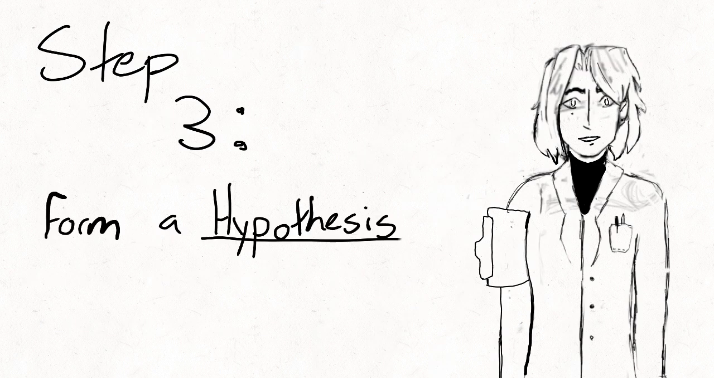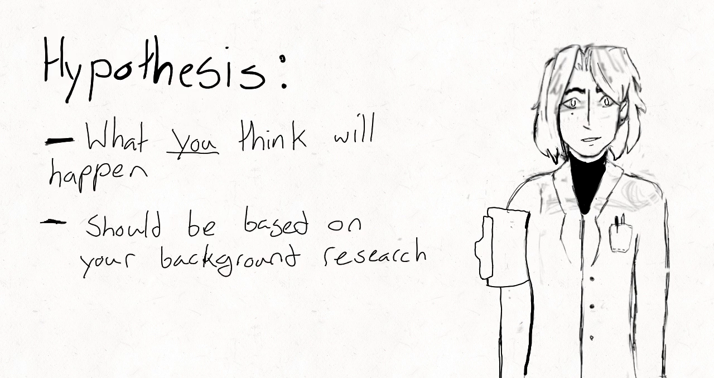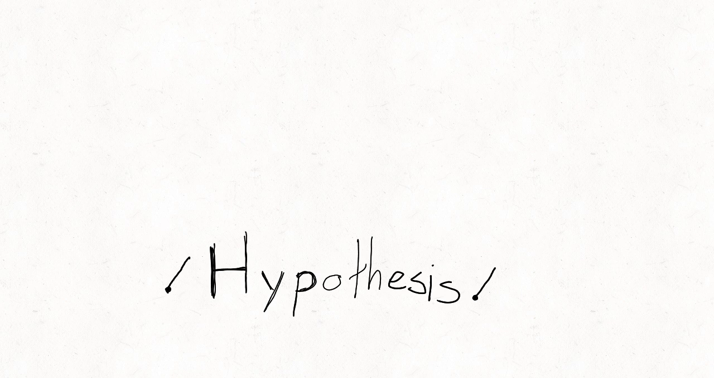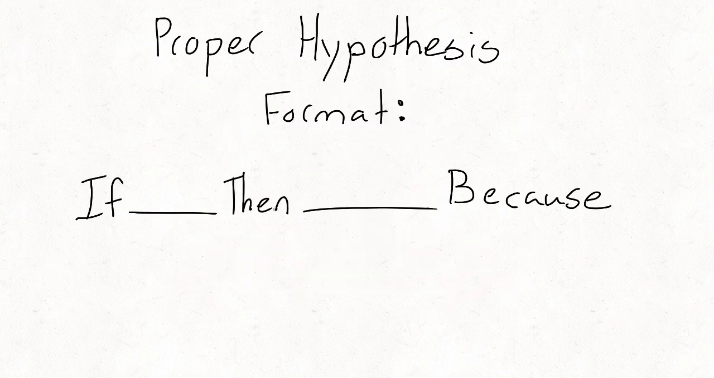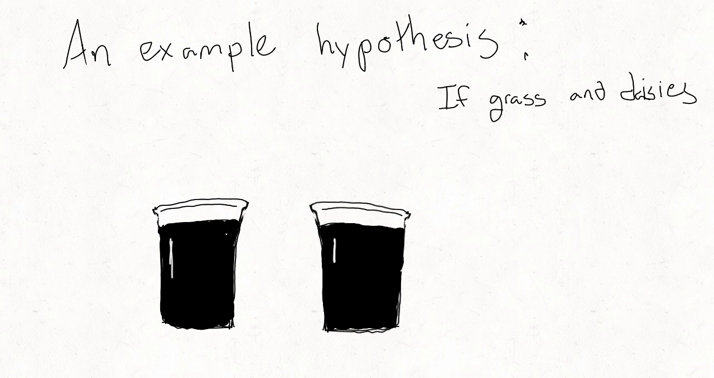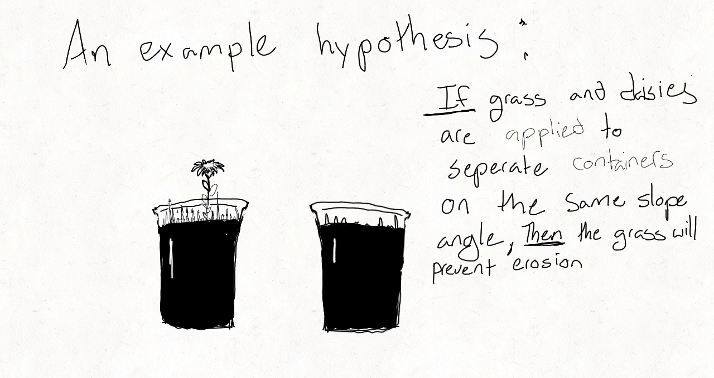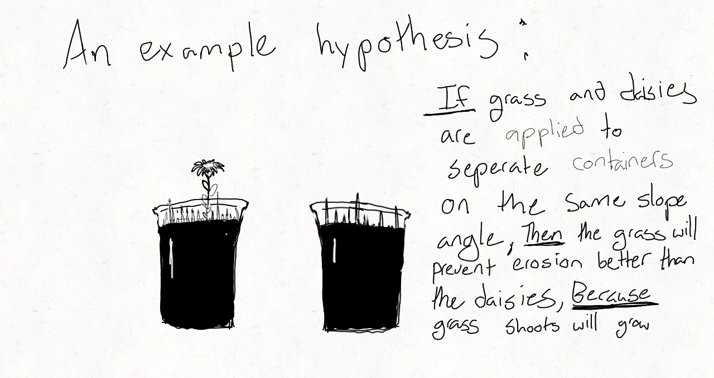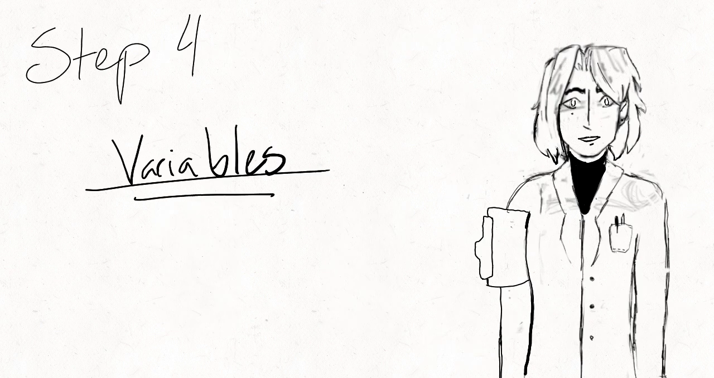After you have a question or a problem, you're going to want to move on to your hypothesis. Your hypothesis is what you think will happen in your experiment based on your background research. You'll design your experiment to test your hypothesis. You should write your hypothesis using the if-then-because format. So, your hypothesis should read, if grass and daisies are planted in separate containers on the same slope angle, then the grass will prevent erosion better than the daisies because grass shoots will grow more densely spaced and hold the soil in place.